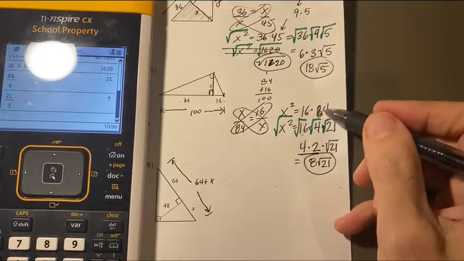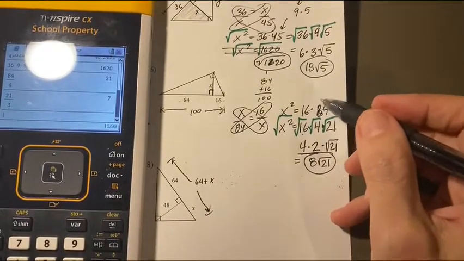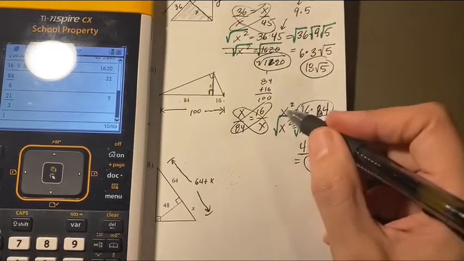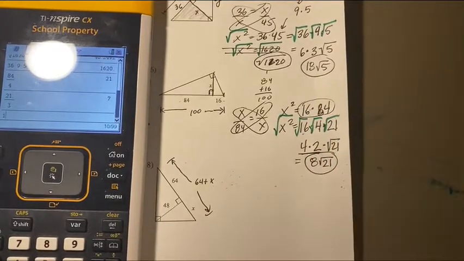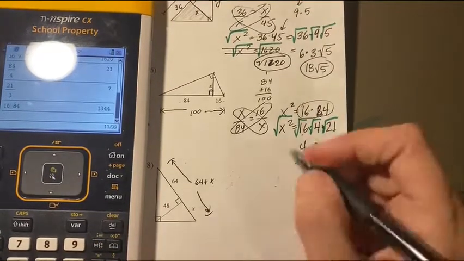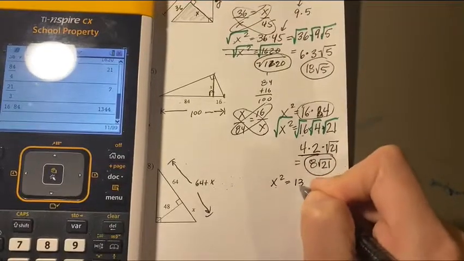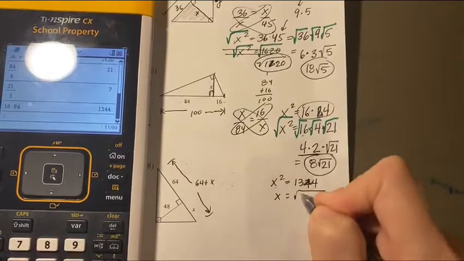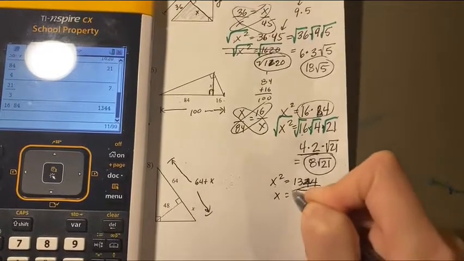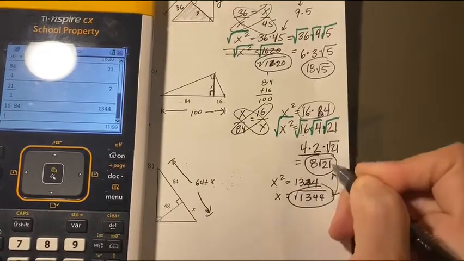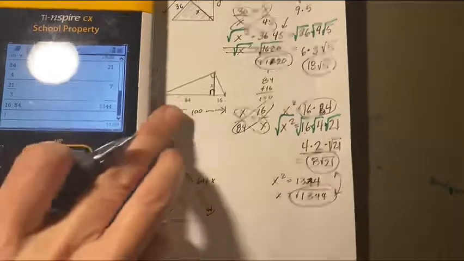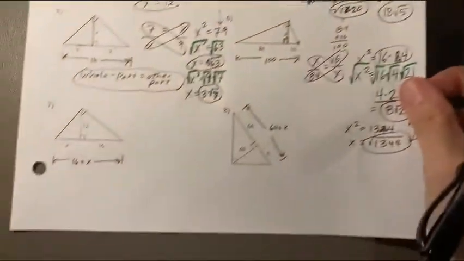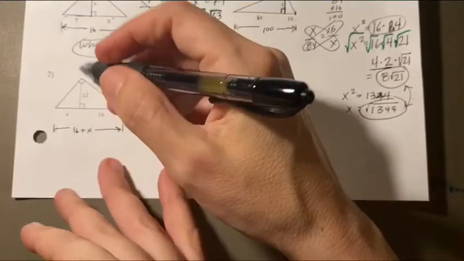What if we went straight to our final answer? We would have taken this x squared is 16 times 84. So x squared is 1344. So our answer would have been the square root of 1344. And these two are the same thing. This is just in simplified radical form. Cool. All right.